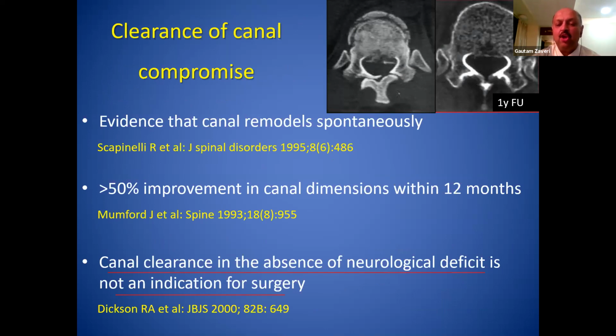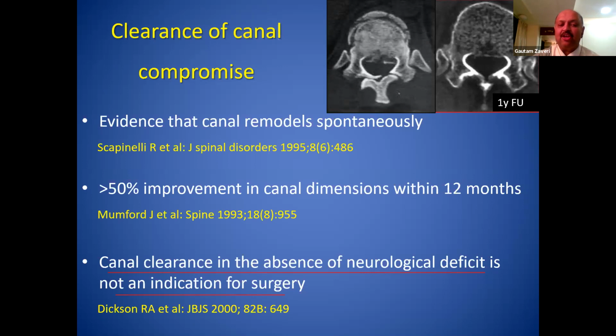The second indication we consider is the clearance of canal compromise. What is canal compromise? When there is a burst fracture of the vertebra, bone from the posterior wall of the vertebra goes backwards into the spinal canal, causing compression of the nerves. In the old days, when only X-rays were available, this was not seen to be a major issue. But with the advent of CT scan in the 1980s and then subsequently MRI scan in the 1990s, people started seeing these retropulsed fragments very clearly anatomically. And people started getting frightened that these could cause major deficits or they could result in late onset spinal stenosis. And therefore, people started operating for canal compromise.